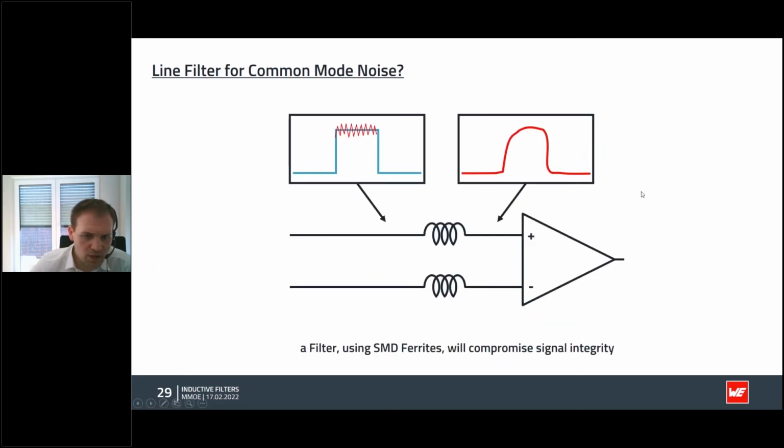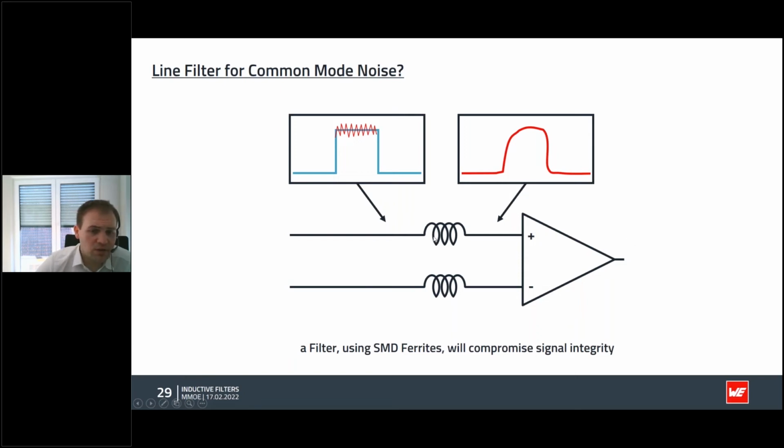For example, we have, broadly speaking, a USB driver here. And on this USB driver, we are having at least some noise on our square signal. We have a little hair here. Let's see what's going to happen if we put some SMD ferrites or any normal line filter here. What we can see is that the noise is really reduced, but also we're cutting off the edges of our rectangular signal. So this is not what we want to happen.